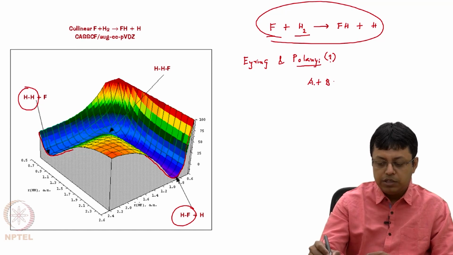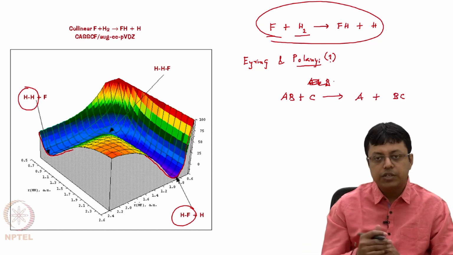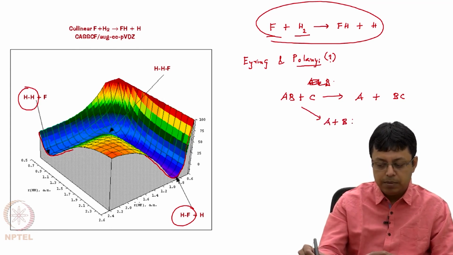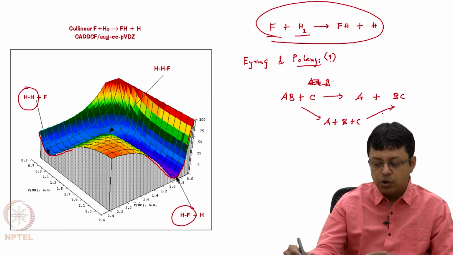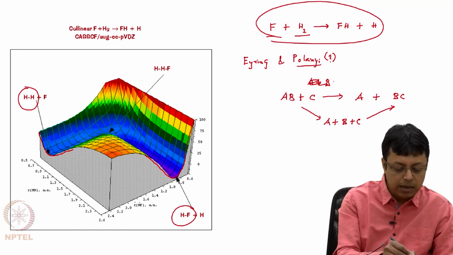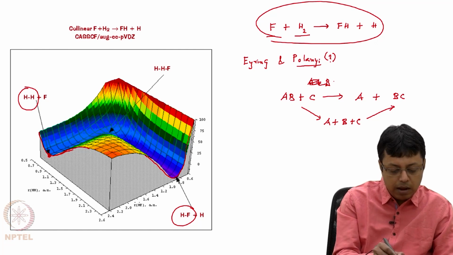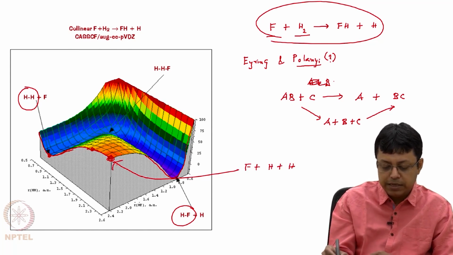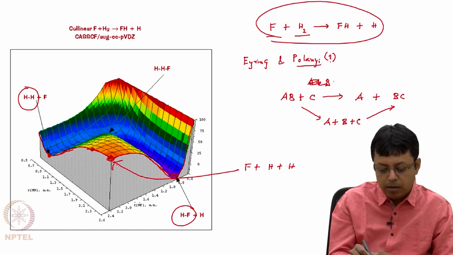Initially we started with AB, so I have AB plus C, and I am getting this reaction. So during the course of the reaction, what happens? Now you can think I can actually break the AB bond completely, so that I have A plus B plus C, and then I can join the BC together. So the path will be something like that. I was here, and then I come to here, and then I come to here at this point, where I have A plus B plus C. In this case it is F plus H, and then again I form a molecule here.